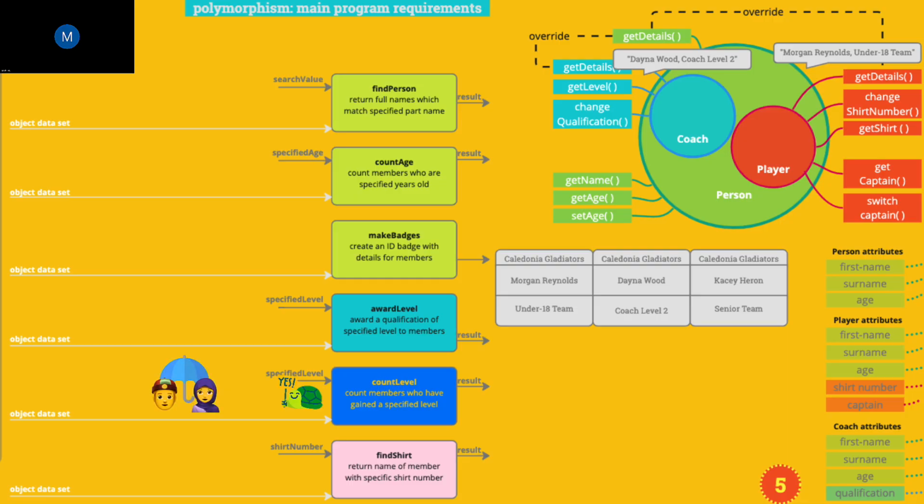And sorry, count level, sorry, I dragged them the wrong way there, because it uses coach-specific behavior. However, if we take our coaches down and try and apply that to the find shirt process, this will fail because the coach objects in the set don't have access to the get shirt behavior. Get shirt is a specific method for player, so coaches cannot access that. So if we try and get a coach to use find shirt, or use find shirt on the coaches array of objects, we're going to get errors and all sorts of bad things happening.